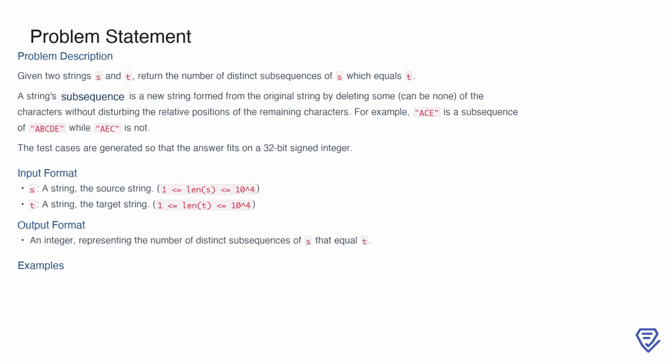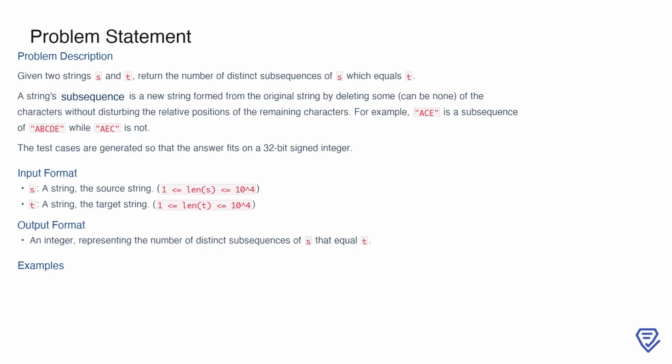The problem asks us to determine how many distinct subsequences of a given string S are equal to another string T. A subsequence is formed by deleting 0 or more characters from the original string without changing the order of the remaining characters. For instance, from the string ABCDE, ACE is a valid subsequence because it preserves the relative order of A, C, and E. However, AEC is not a subsequence because the order of the characters is altered.